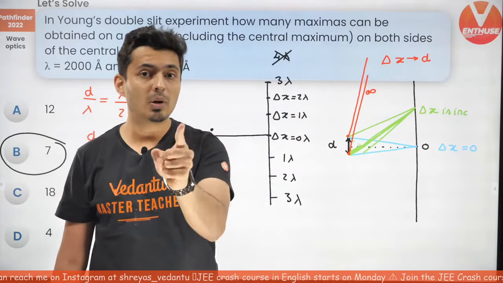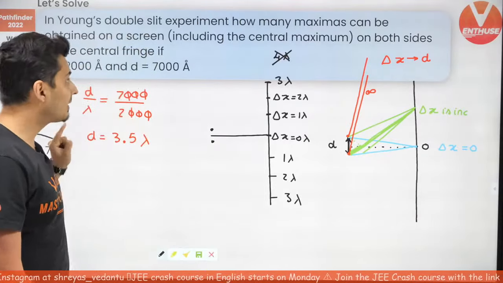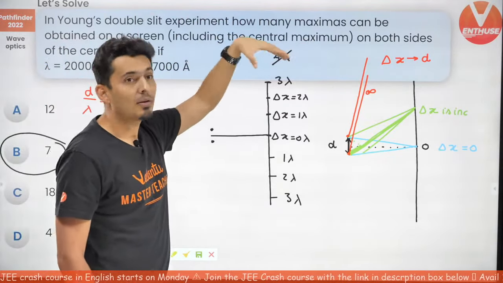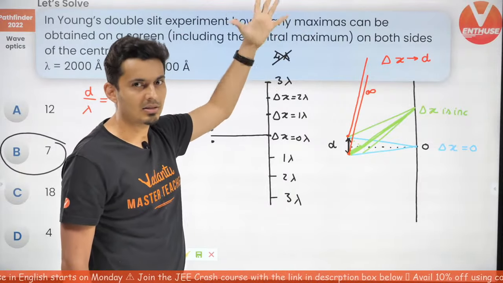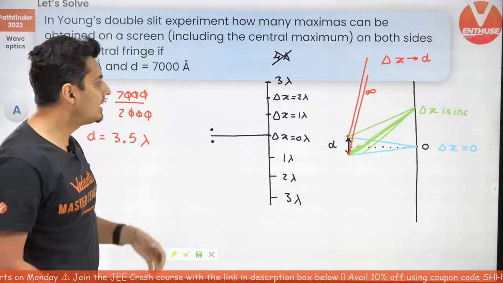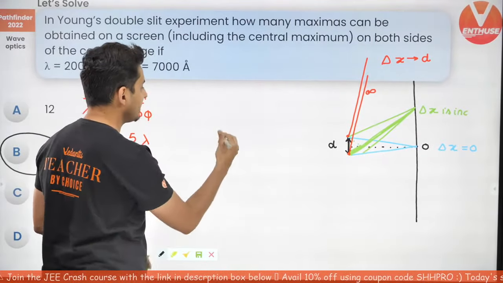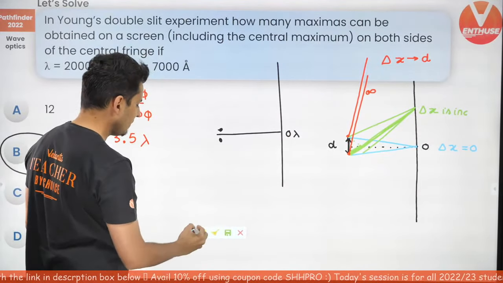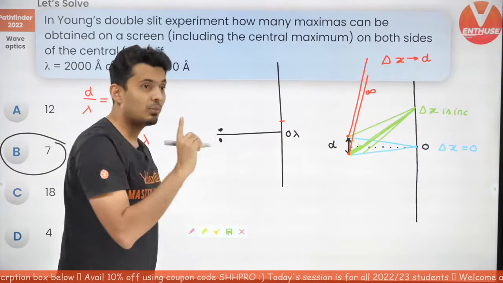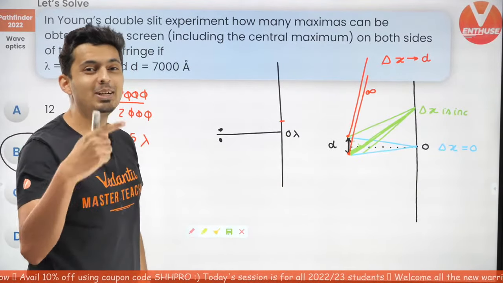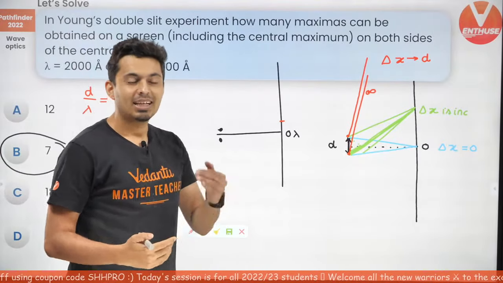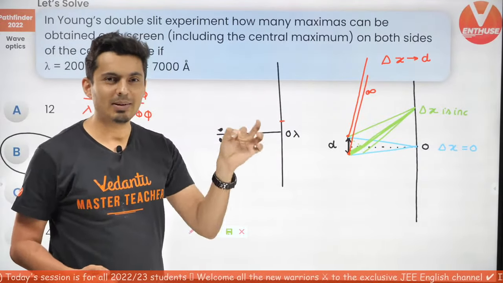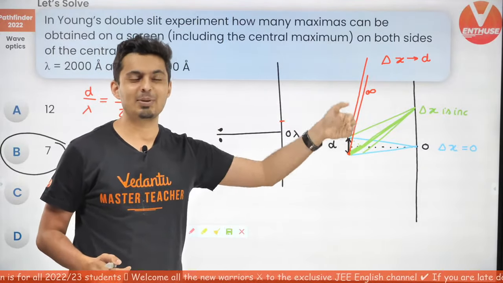If the question asked for the number of dark fringes? Here it was about bright fringes. Maximas mean bright, minimas mean dark. So if the dark fringes were asked, think again about the same kind of situation. Somewhere it will be 0 lambda. But for dark, you should not think about 1 lambda, 2 lambda. You should think about 0.5, 1.5, because it is always an odd number by 2. Odd number by 2 is 1 by 2, 3 by 2, 5 by 2, which is 0.5, 1.5, 2.5, 3.5 and so on.